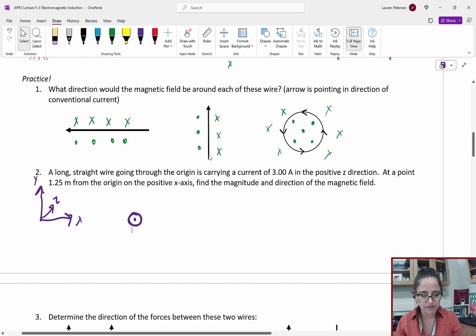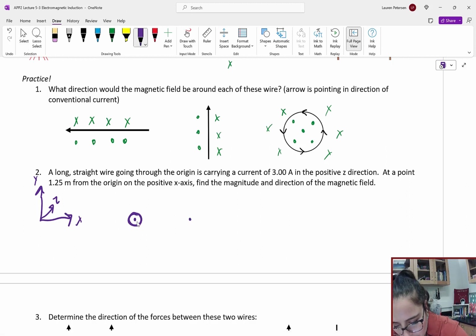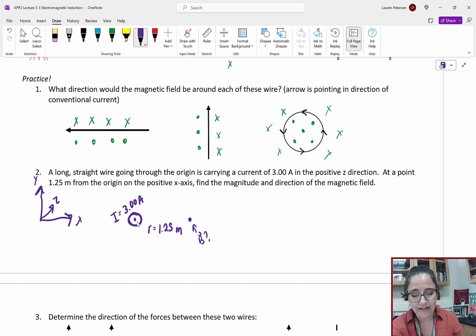So that's the positive Z at a point 1.25 centimeters away. So this distance R is 1.25 meters on the positive x-axis, which is how I drew it. And the current going in it is 3 amps. Find the magnitude and direction of the magnetic field. Well, if we want to know it at that point right there, we can just plug it into the equation.